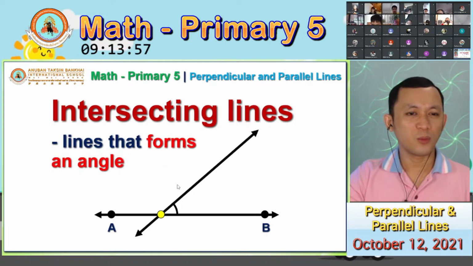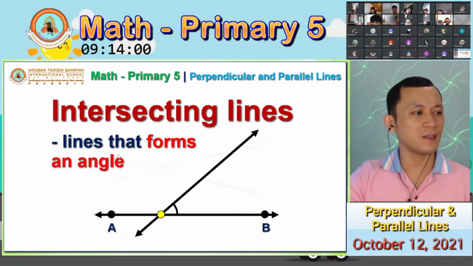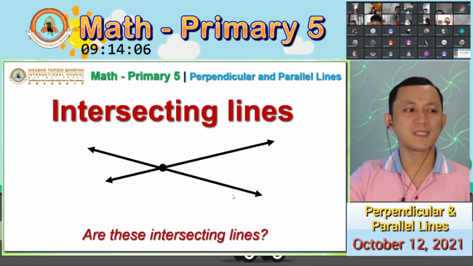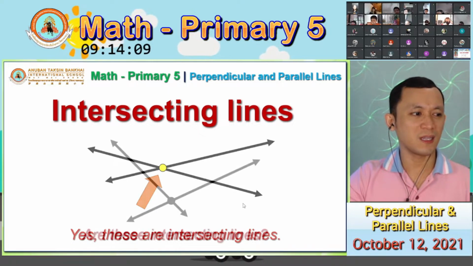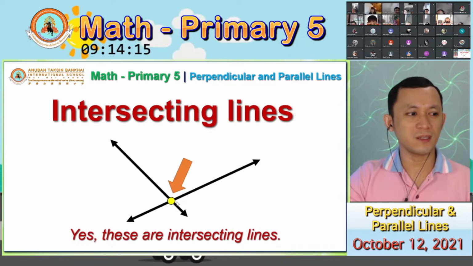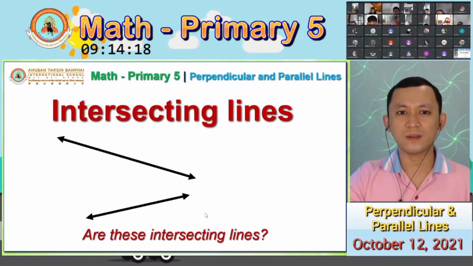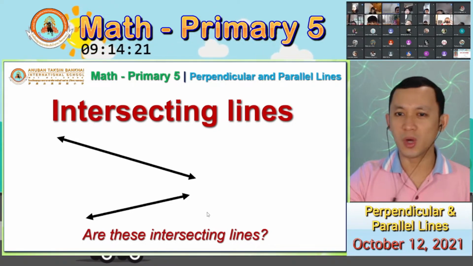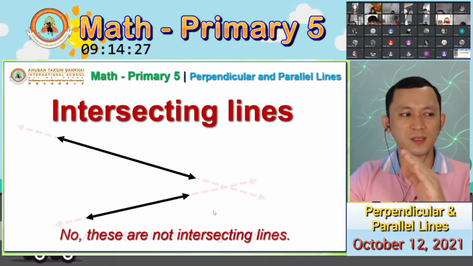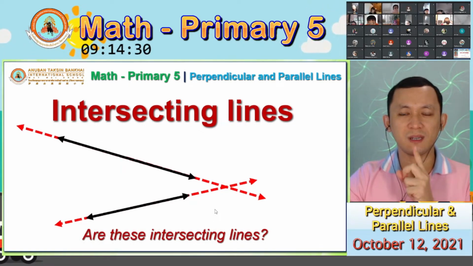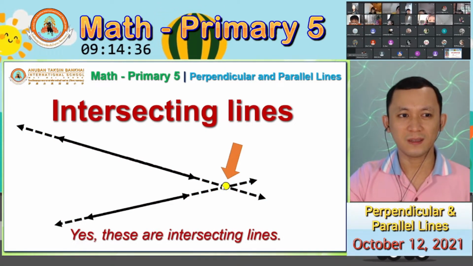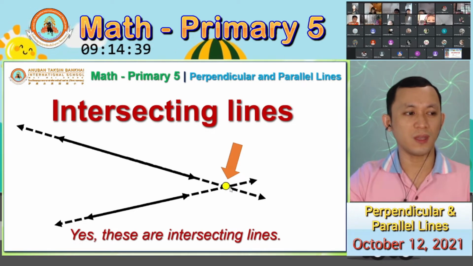So when we have intersecting lines, they form an angle. So intersecting, yes or no? Yes. So here, these are intersecting lines. Intersecting, yes or no? Yes. So this one, intersecting here. Intersecting, yes or no? No. But if you extend them, intersecting, yes or no? Yes. Where do they intersect? Here. Okay. So this is the point where they intersect.